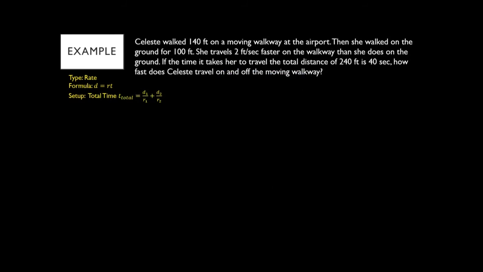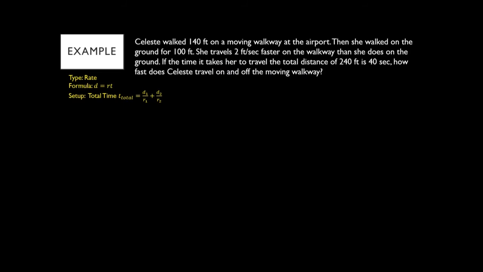Now this is another distance equals rate times time, but this one's slightly different. Celeste walked 140 feet on a moving walkway at the airport. Then she walked on the ground for 100 feet. She travels 2 feet per second faster on the walkway than she does on the ground. If the time it takes her to travel the total distance of 240 feet is 40 seconds, how fast does Celeste travel on and off the moving walkway?